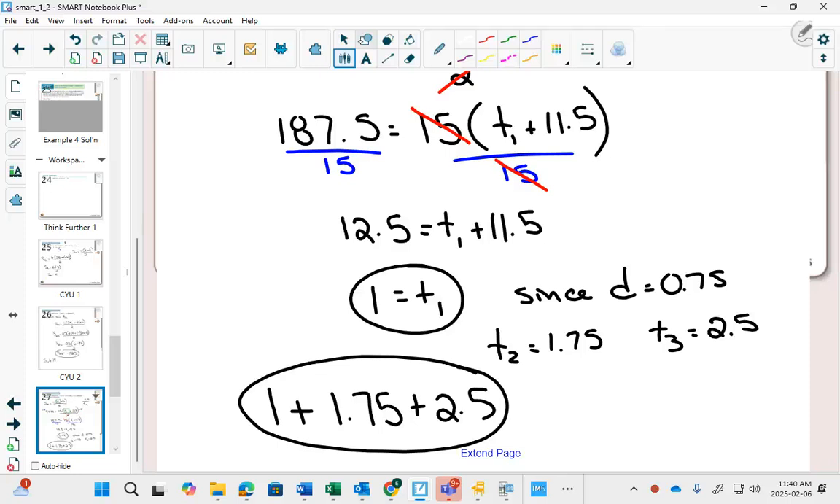So circle the questions 7, 10, 15, and 16, and again, I'm going to put a star by 16. 16 is a bit of a challenge.